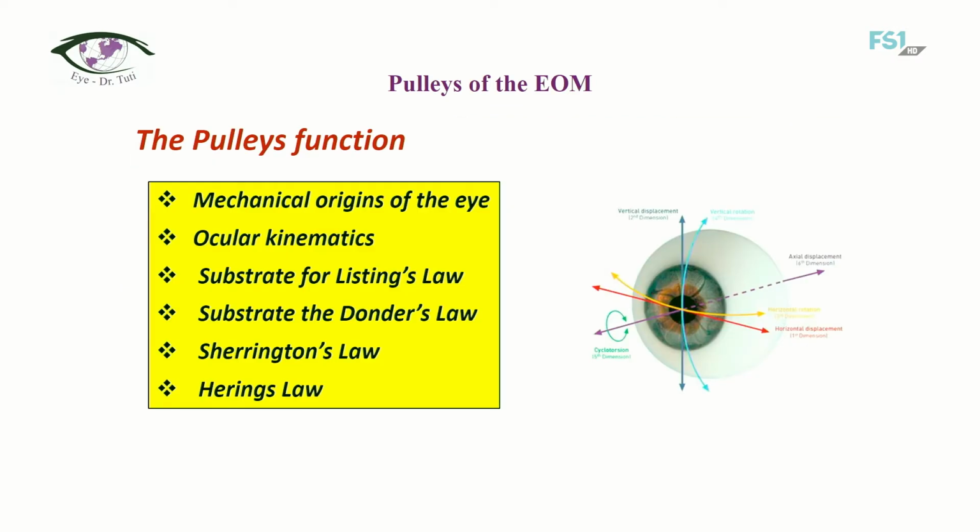So what are the pulleys' functions? The pulleys function as the mechanical origins of the extraocular muscles and play a vital role in ocular kinematics, as well as subscribing to Listing's law, Donders' law, Sherrington's law, and Hering's law. In this presentation, I will talk about Donders' law and Listing's law. Other laws like Sherrington's law and Hering's law, I will talk about in the second part, where I will be mostly focused on the surgical anatomy of extraocular muscles.